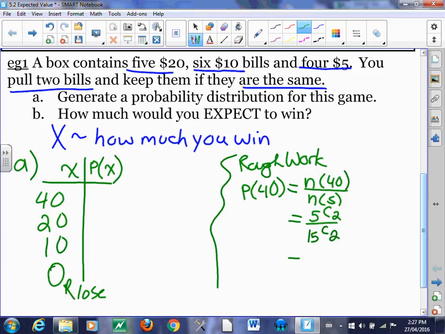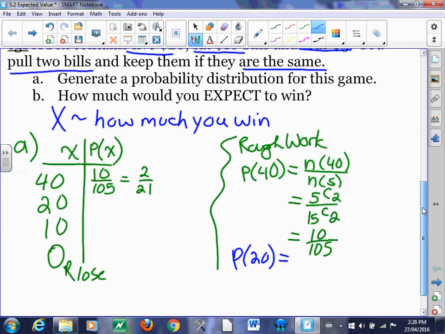Plug that in and we get 10 over 105. I'm not worried about putting in lowest terms until I put it in here. So I'm going to go 10 over 105. Use your fraction button, folks, or divide each by 5, and you're going to get 2 over 21. All right, let's keep doing the second example. What's the probability of getting a 20? How many 10s are there? There's 6, and we've got to choose 2 of them.